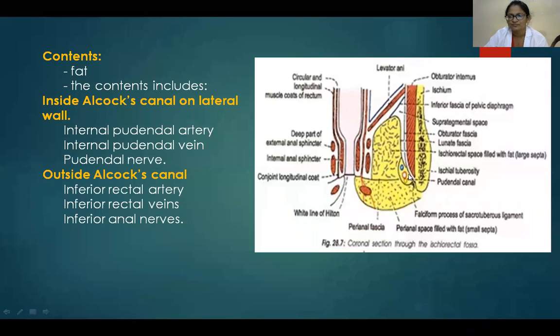On the lateral wall of the ischiorectal fossa, you are going to see the pudendal canal. It consists of the internal pudendal vein, internal pudendal artery, and pudendal nerve. Outside the pudendal canal, it consists of fat, which acts like a cushion. It also consists of the inferior rectal artery, inferior rectal vein, and inferior anal nerves. These are all the contents of the ischiorectal fossa.